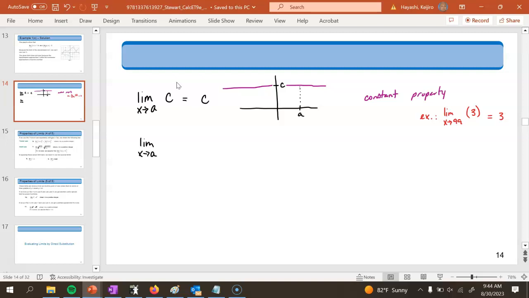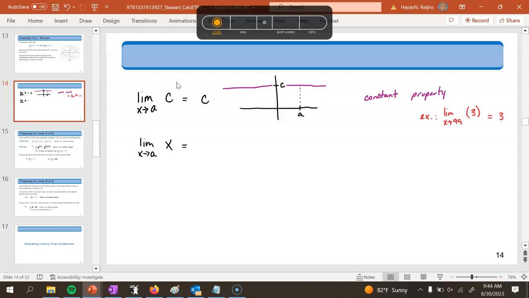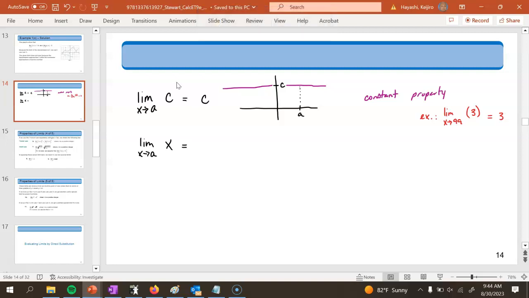The next property is that if you're looking for a limit that is just the limit of x, well, the limit of x as x is approaching a, x is moving closer and closer to a, the limit of that x is clearly going to be a.